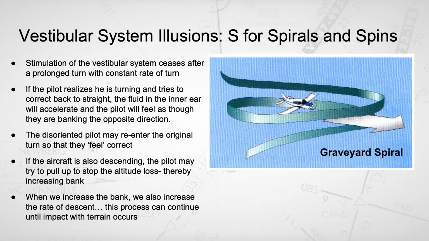Awareness of this potential illusion is the key, and extra attention to the attitude indicator for a short time after rolling out of a prolonged turn will help you overcome it.